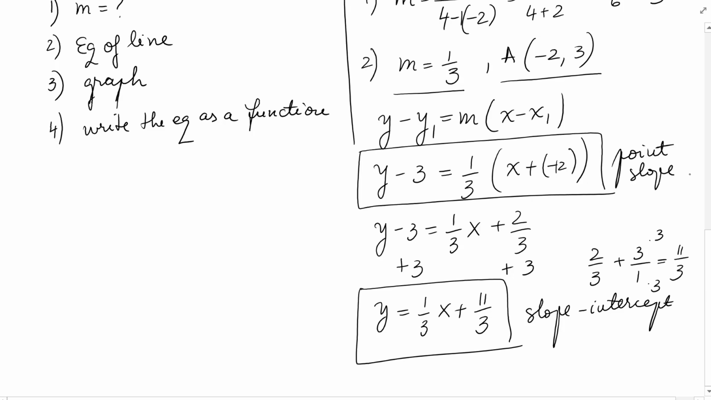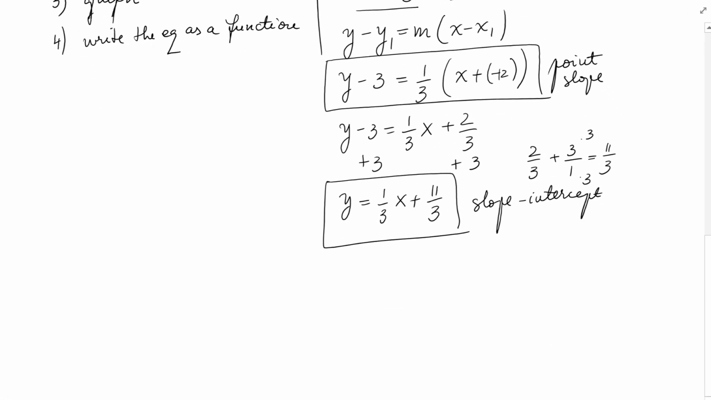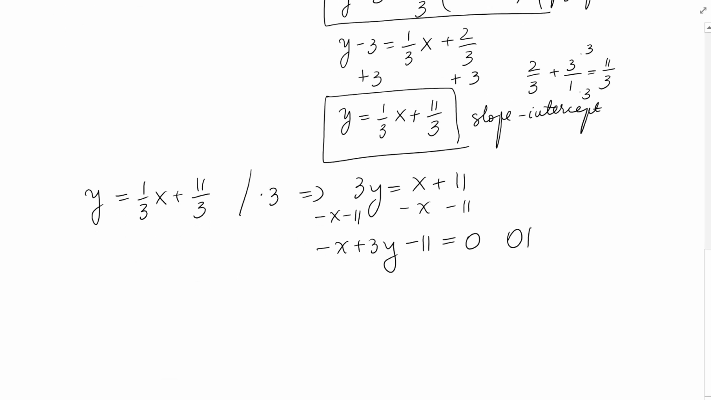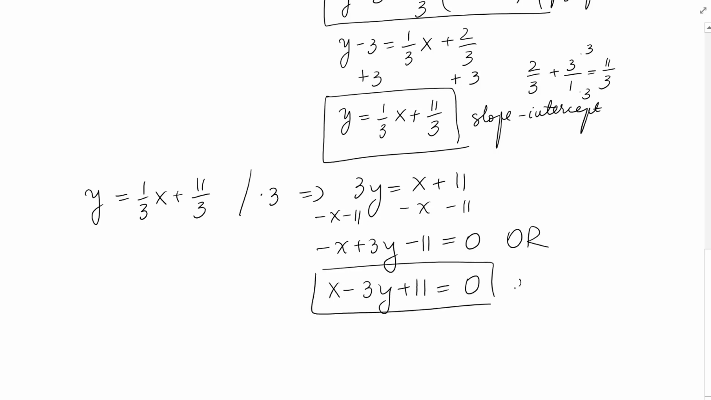If we multiply this equation, y equals 1 over 3x plus 11 over 3, by 3, we are going to get 3y equals x plus 11. And if we move everything to this side, we get negative x plus 3y minus 11 equals 0, or x minus 3y plus 11, you see how I changed all the signs, equals 0. This would be the general form.